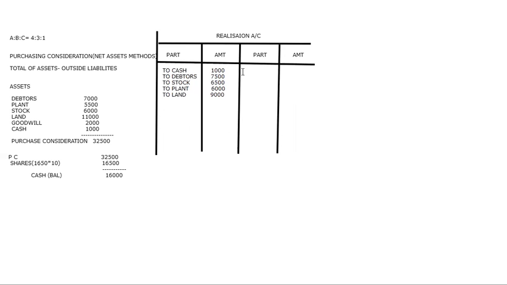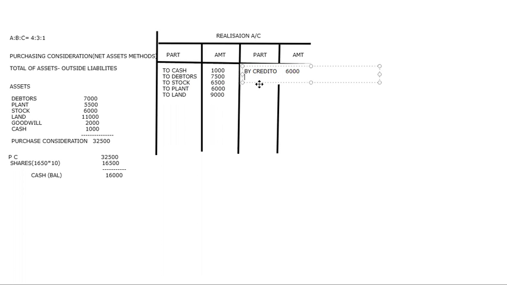When we have transferred assets, we should transfer even liabilities. So we have only one outside liability, that is creditors. So how much is the creditors value? The creditors value in the balance sheet is 6,000. So I'm taking 6,000 here.